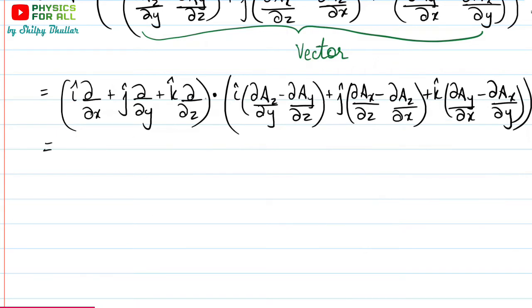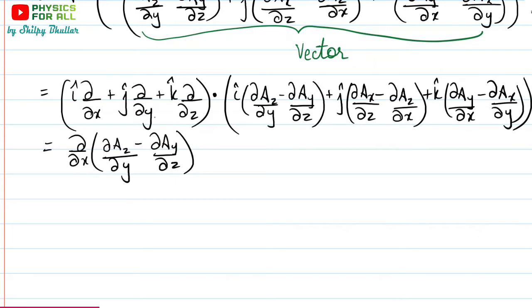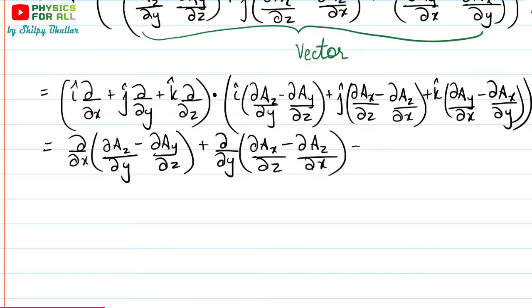Now see, if i interacts with i only, I'm left with curly by curly x of curly az by curly y minus curly ay by curly z. Then again, j interacts with j cap only, so I have curly by curly y, and then inside the brackets I have this thing. And k cap also interacts only with k cap, so I have again this curly by curly z, and then these are the terms inside the bracket.